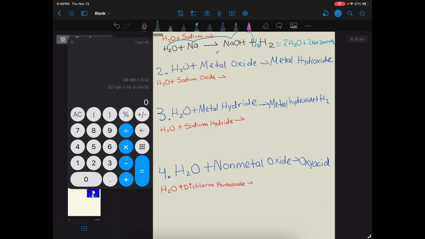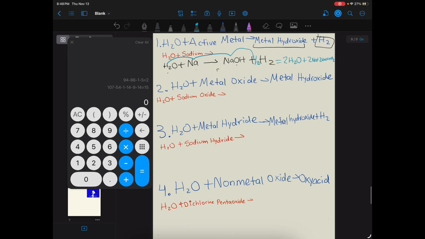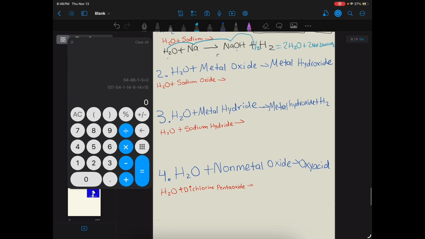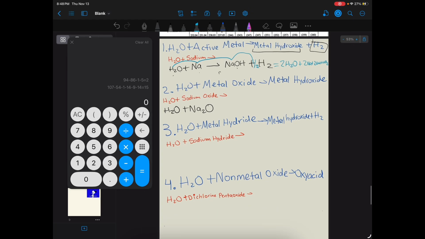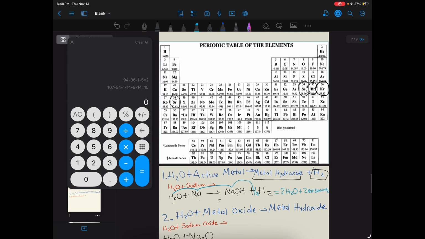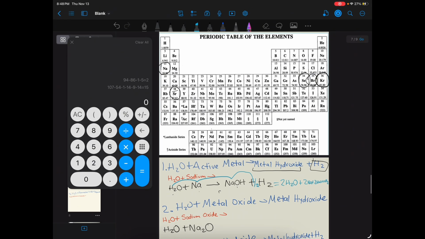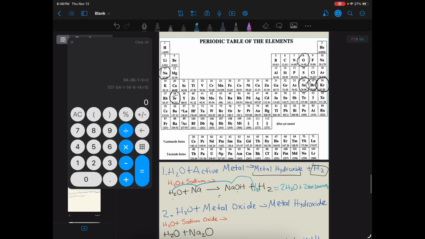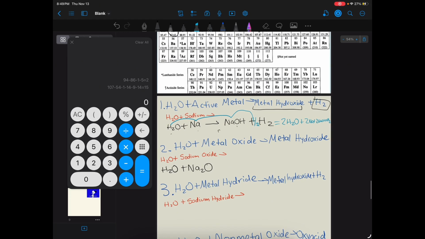Okay, for this next one, the second trend, it's water plus a metal oxide equals a metal hydroxide. So again, H2O plus sodium oxide would be H2O plus Na2O. And it's Na2O because when looking at our periodic table, Na would have a charge of +1, and then oxygen has a charge of -2. Because it is an ionic bond, we would need 2 of these to balance with the 1 oxygen, to have a +2 charge and then a -2 charge.